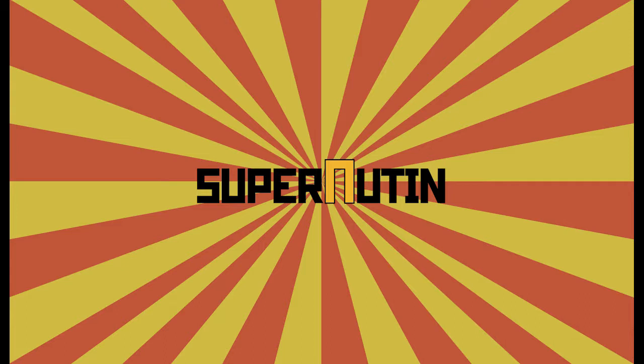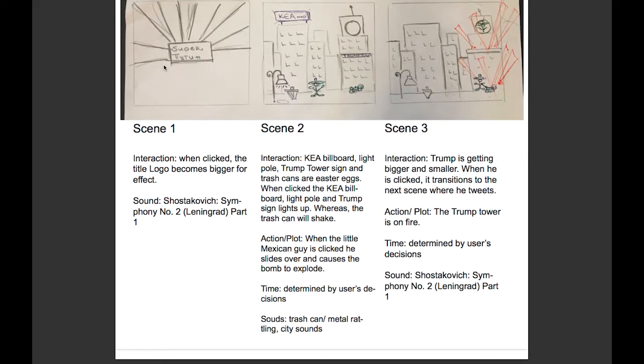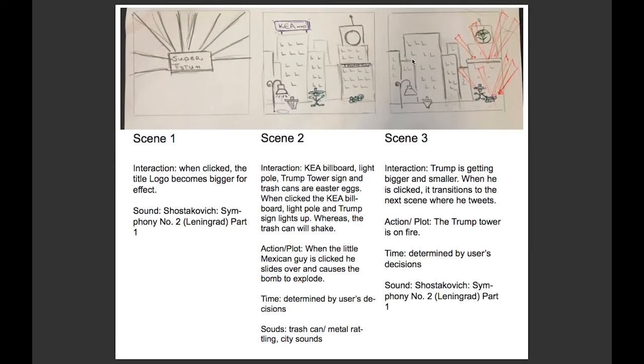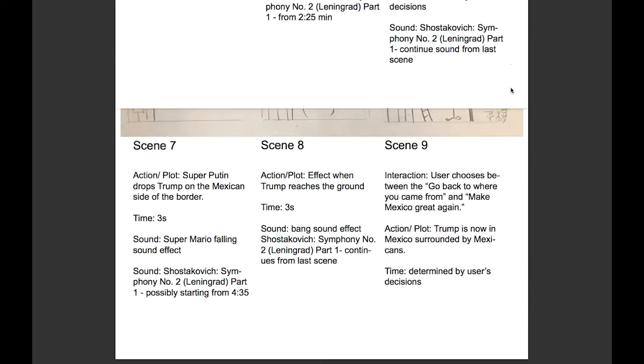With this in mind, we chose characters such as Super Putin to save damsel in distress Donald Trump, and then, of course, to deliver him across the Mexican border. We worked together on the storyboard and persona collage to create a general understanding of the audience, story, and atmosphere. The storyboard shows our backgrounds: a Superman-like city with a Trump Tower, the sky, and across the border in Mexico.